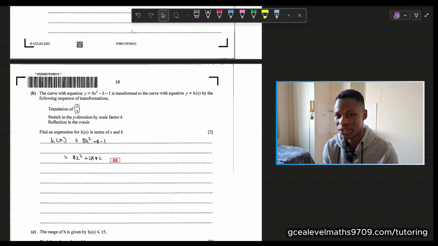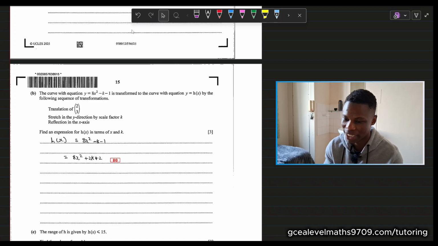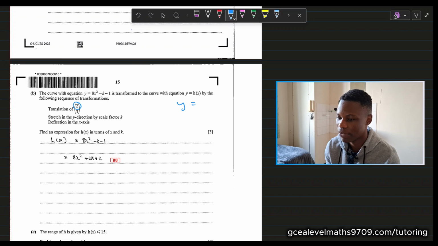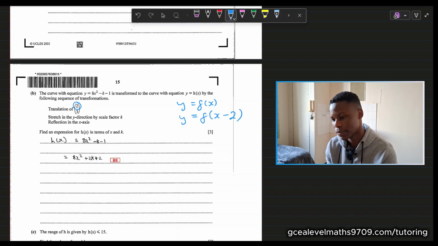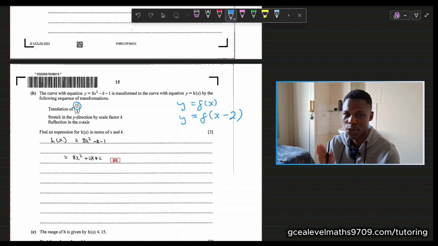So what you want to do is take it step by step, right? We can start with the very first transformation that we have, which is the translation. But I want to focus on the translation in the x direction first. If you've got y is equal to f of x, a translation in the x direction by 2 units looks like this. It's x minus 2. That's going to be a translation in the x-axis by positive 2 units in the x direction.